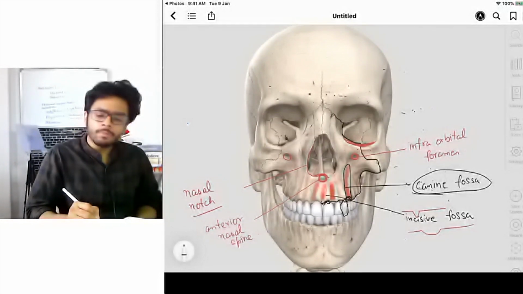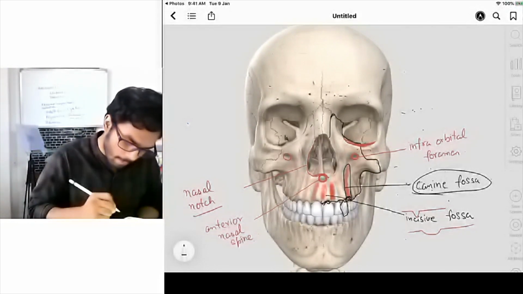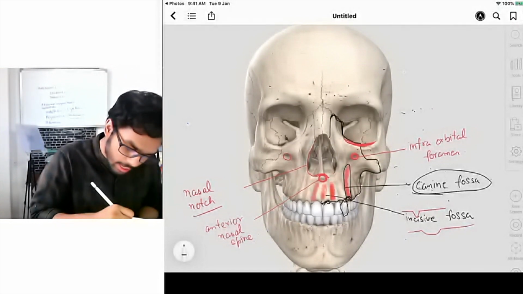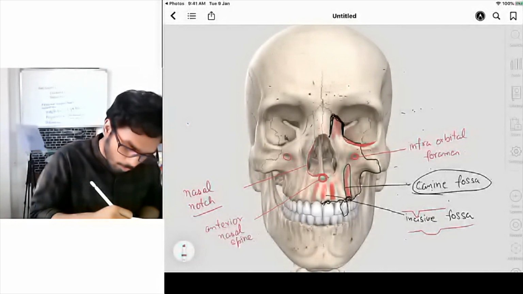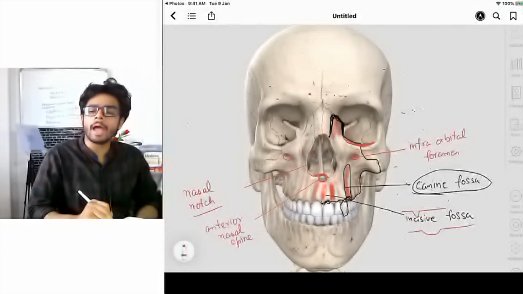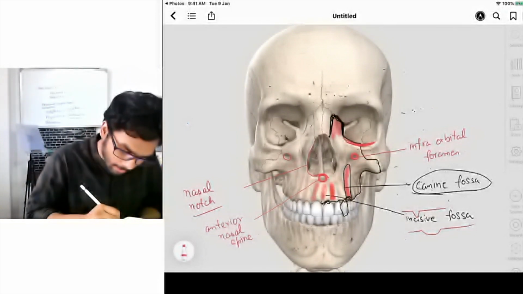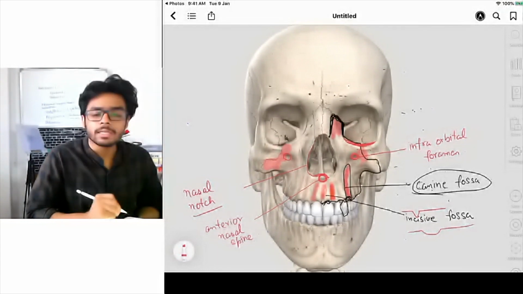We have some processes of maxilla, and we will study about those also. You can see this extension of maxilla. Since this process is towards the frontal bone, it is known as the frontal process. Am I clear? And we have one more process, the zygomatic process of maxilla, which is short but stout. Can you see this, where it attaches to the zygomatic bone? This is the zygomatic process of maxilla.